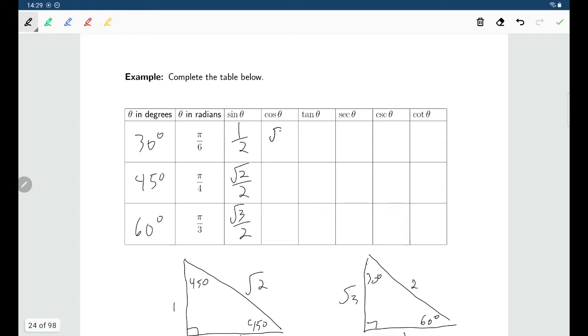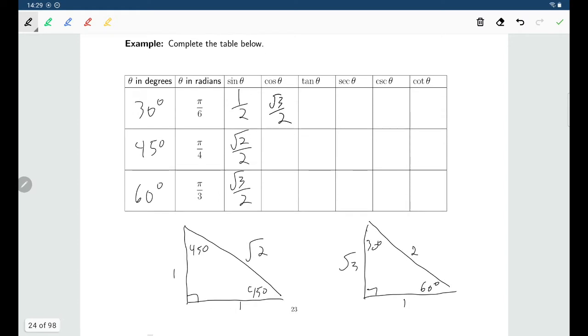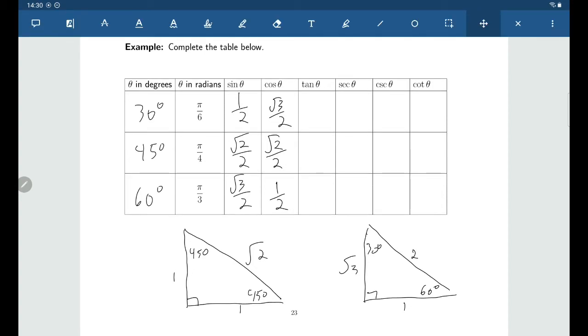But of course, you can also justify that by looking at your special triangles and saying cos of 30 is adjacent over hypotenuse, root 3 over 2. So any way that you want to do it, we can find out cos of 30 degrees is root 3 over 2, cos of 45 degrees, root 2 over 2, and cos of 60 degrees is 1 over 2. Once we have all of these, it's easy enough to fill in the rest of our table.